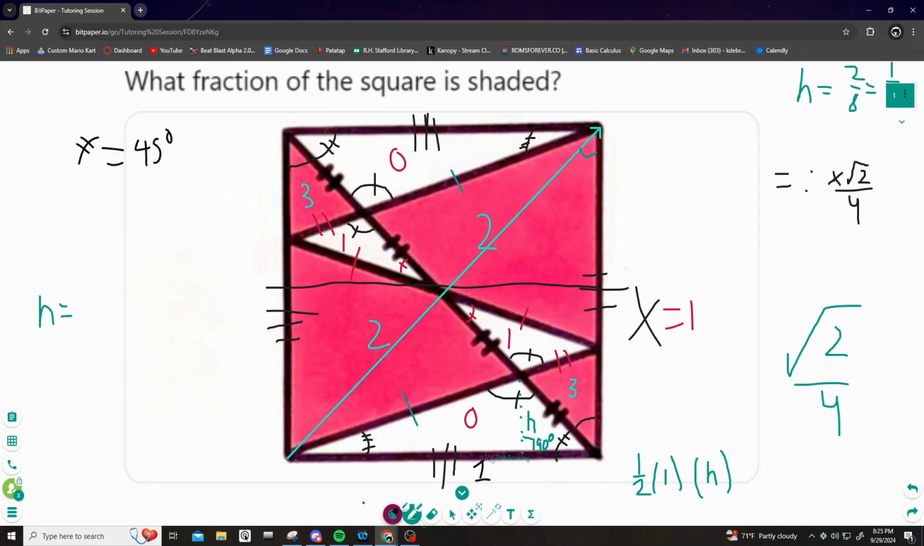So then we have the area of these. They're both 1/8. Okay, sick. Then we just have to find the last two.